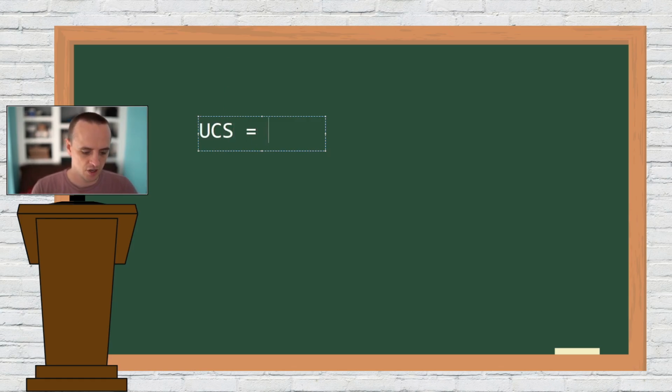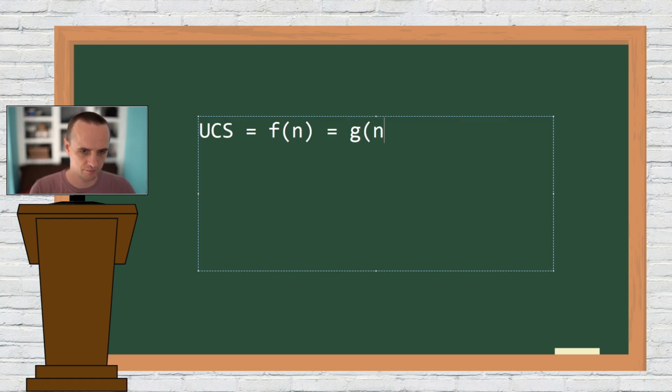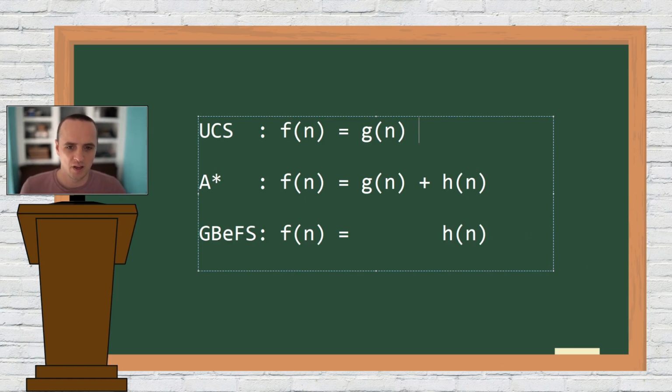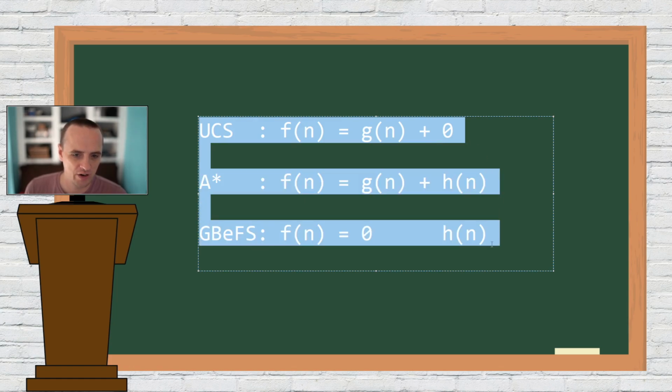Uniform cost search had a cool thing where F of N equals G of N, okay? A star: let me put a little colon here, I guess. A star has F of N equal G of N plus H of N. Greedy best first search had F of N equal H of N. Okay? So I can think of this as having plus 0, and I can think of this as having 0, right? Okay, so look at the relationship between uniform cost search, A star, and greedy best first search.